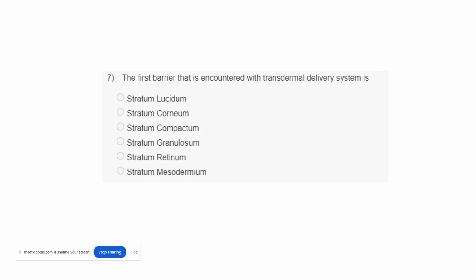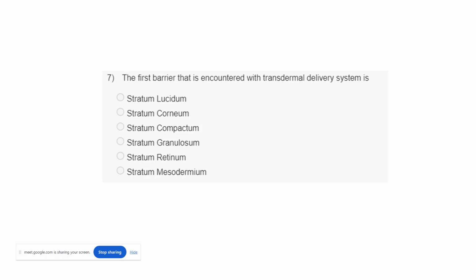Okay, we have our next question here. The first barrier that is encountered with transdermal delivery system is. Option 2. Okay, stratum corneum.